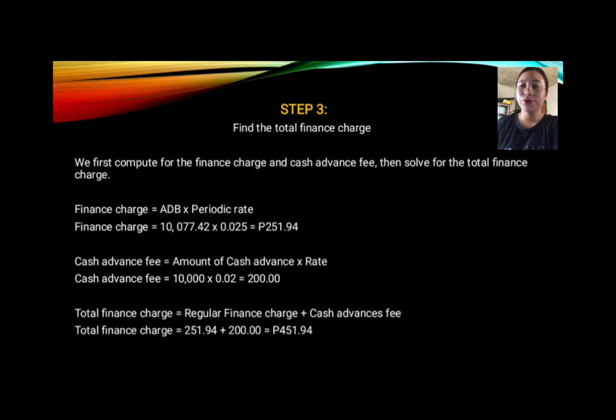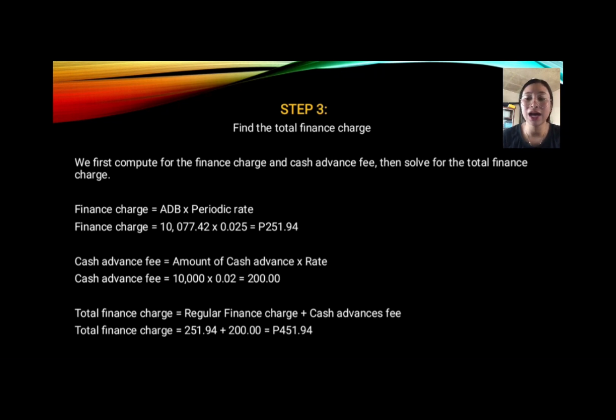Step 3, we need to find the total finance charge. We first compute the finance charge and the cash advance fee, then solve for the total finance charge. The formula on how to get the finance charge is: finance charge is equal to the ADB, or the average daily balance, times the periodic rate. So the finance charge is equal to 10,077.42 pesos times 0.0225, which is equal to 251.94 pesos.